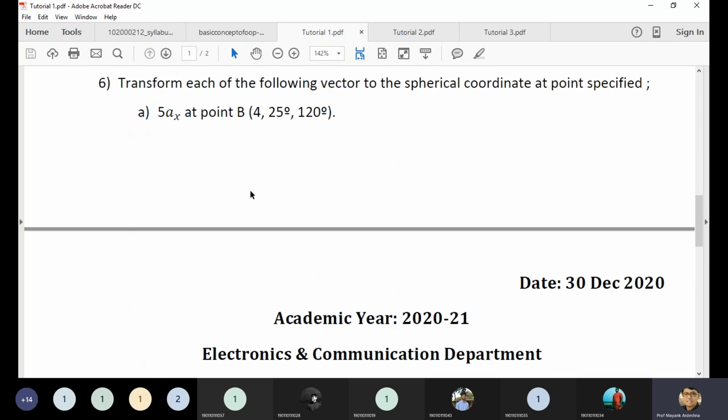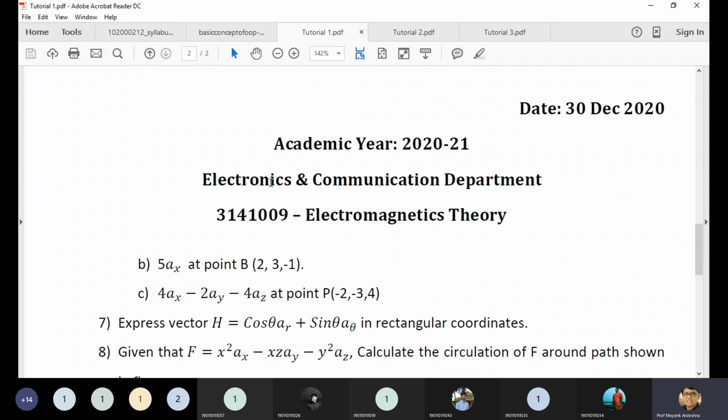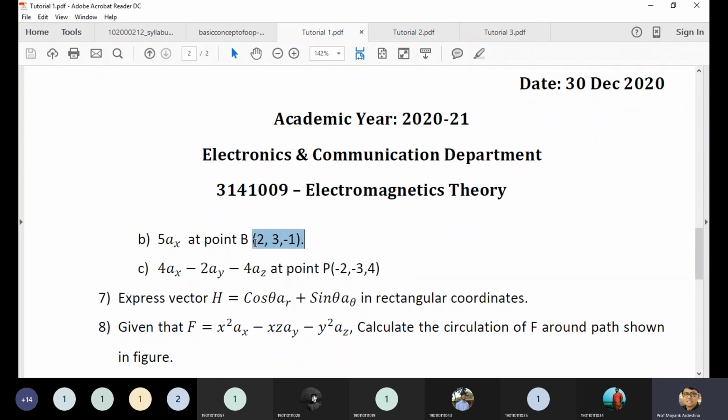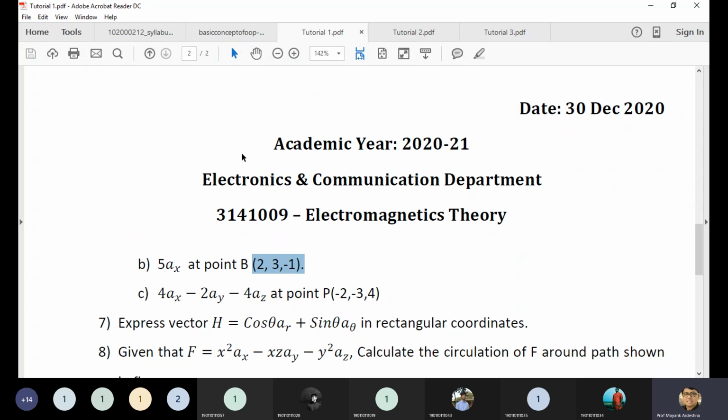In the second part, everything is similar, but the difference is that they have given the point in which system? In the Cartesian coordinate system. So you have to convert this point into the spherical coordinate system and put it in. Otherwise, each and everything is similar to A. Only you have to convert this point in terms of the circular cylinder, spherical coordinate system.